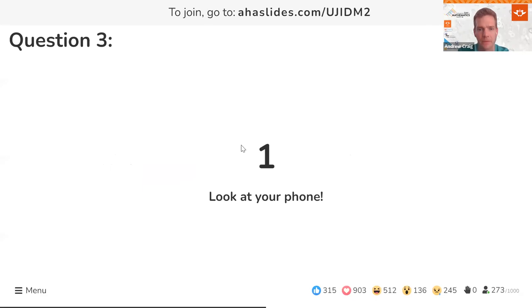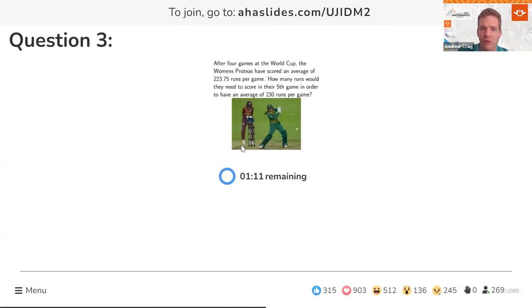Question 3 says, after 4 games of the World Cup, the women's Proteas have scored an average of 223.75 runs per game. So that's after 4 games, they have scored an average of that number of runs per game. The question is, how many runs would they need to score in their 5th game in order to have an average of 230 runs per game after 5 games?